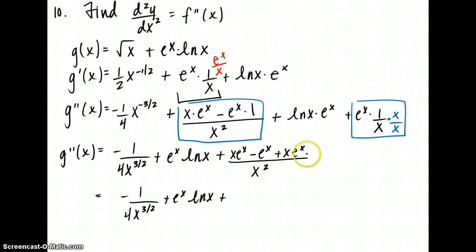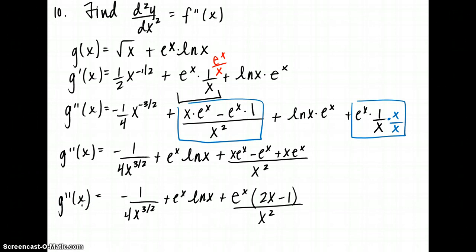Now, what can we factor out here? We can factor an e to the x out of every term. That would leave me with 2x's minus 1 all over x squared. And then you don't need a common denominator from here. So we can keep this as the final answer for the second derivative.